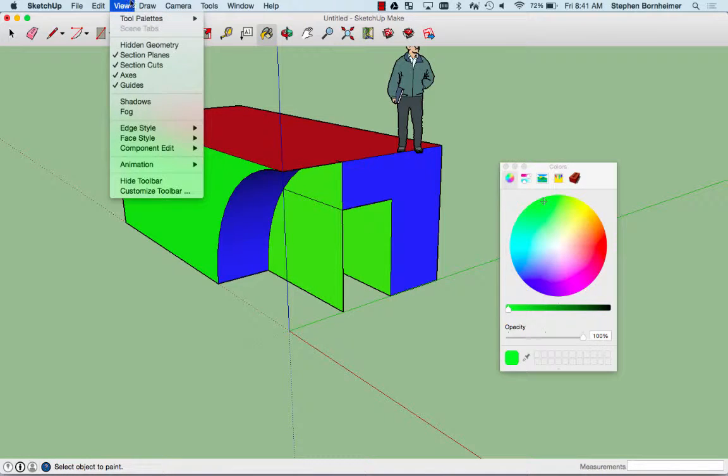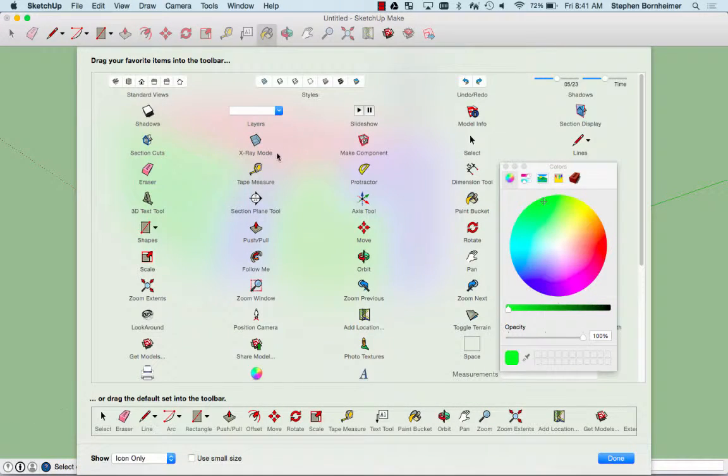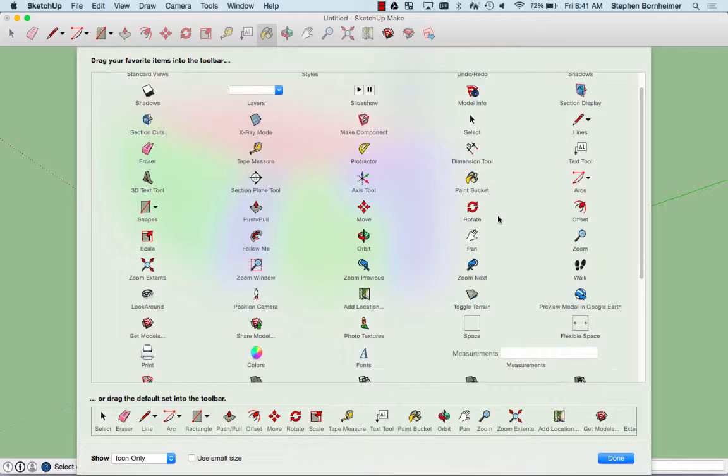So this is kind of a cool program in the sense that it gives us different perspectives. All right. I want to add some things to the toolbar here. Textures. We can get to that in just a minute.